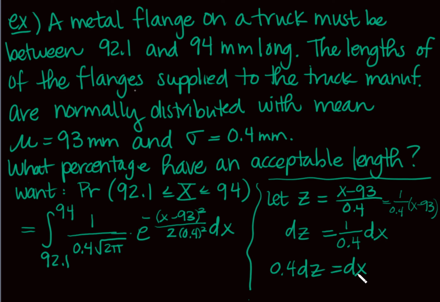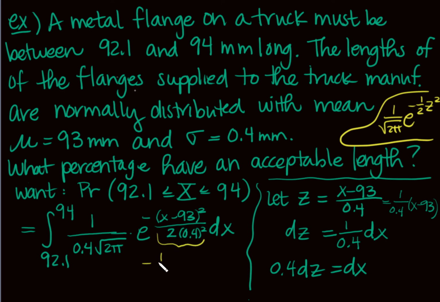I hope this is making sense. What I'm trying to do is get this into our standard normal function. Remember our standard normal function is 1 over root 2 pi e to the negative 1/2 z squared. So I could rewrite this as negative 1/2 times x minus 93 over 0.4 quantity squared. Do you see that right there? I just want this part to be z.